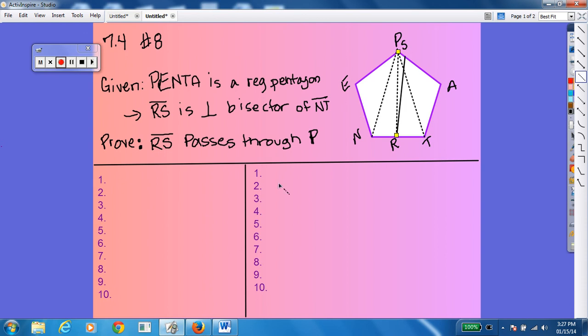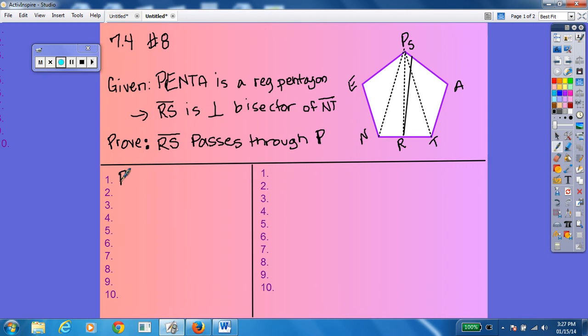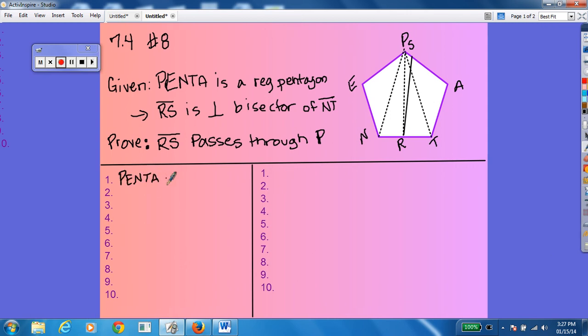So we're going to start with our given. You got penta is a regular pentagon, given. And then I'm going to draw these lines in. So I'm going to write draw PN, PR, and PT. Okay, because 2 points determine a line. You know how that goes. All right, this is going to allow me to choose the information from my given that I want to mark.